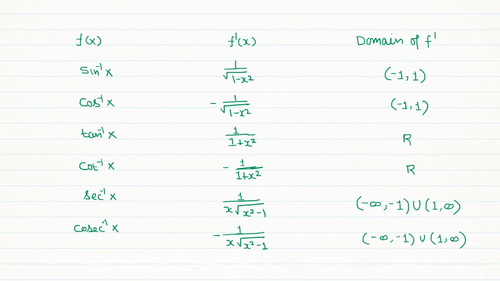This is the list of all inverse trigonometric functions and their derivatives, and the respective domains of all the derivatives are also given. It means where the derivatives are valid.